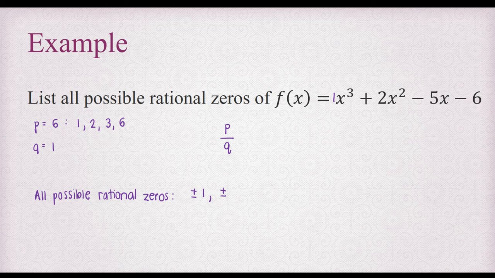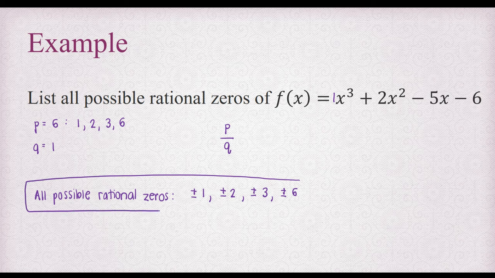Then I'll put my plus or minus sign again, and now I'm going to move on to 2 for p. Q is still 1. Well, 2 divided by 1 is 2. Plus or minus. Move on to the third p value, which is 3. Put p over q. 3 divided by 1 is 3. Plus or minus. Then move on to the next number for p, which is 6. 6 divided by 1 is 6. So these would be all my possible rational zeros.